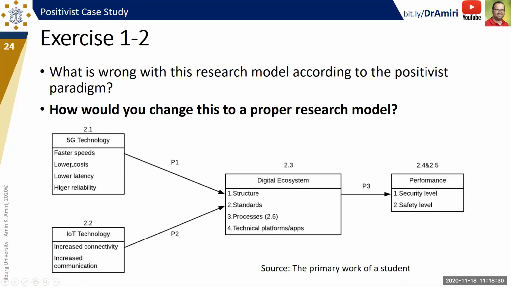So how to change this? You can say that we have technology speed, technology cost, and this will improve performance. And 5G is implemented in some cases as a prescription, for example, to increase speed, decrease cost, and latency.